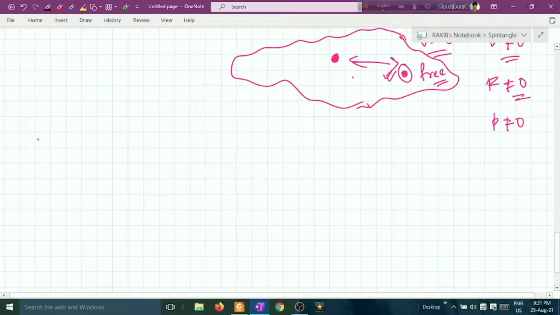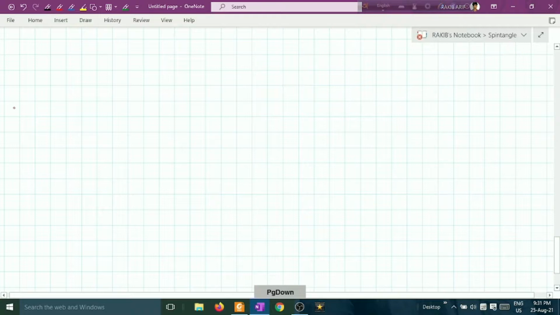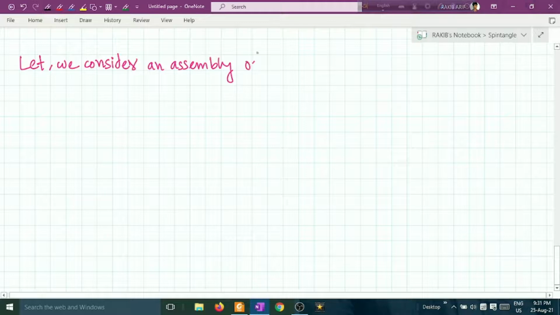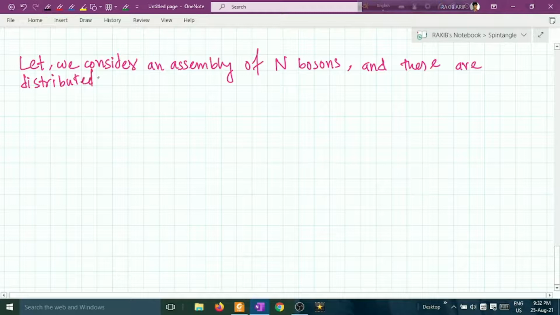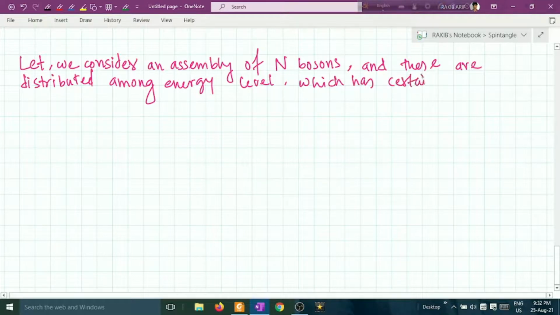Let us consider an assembly of n bosons, and these are distributed among energy levels, which have certain degeneracy.